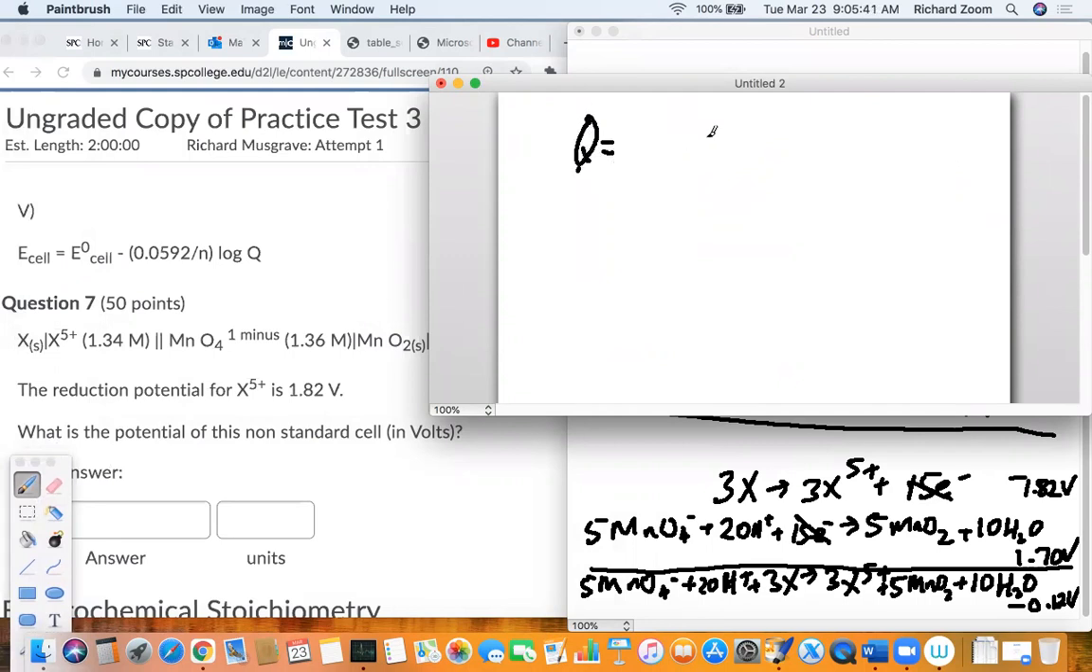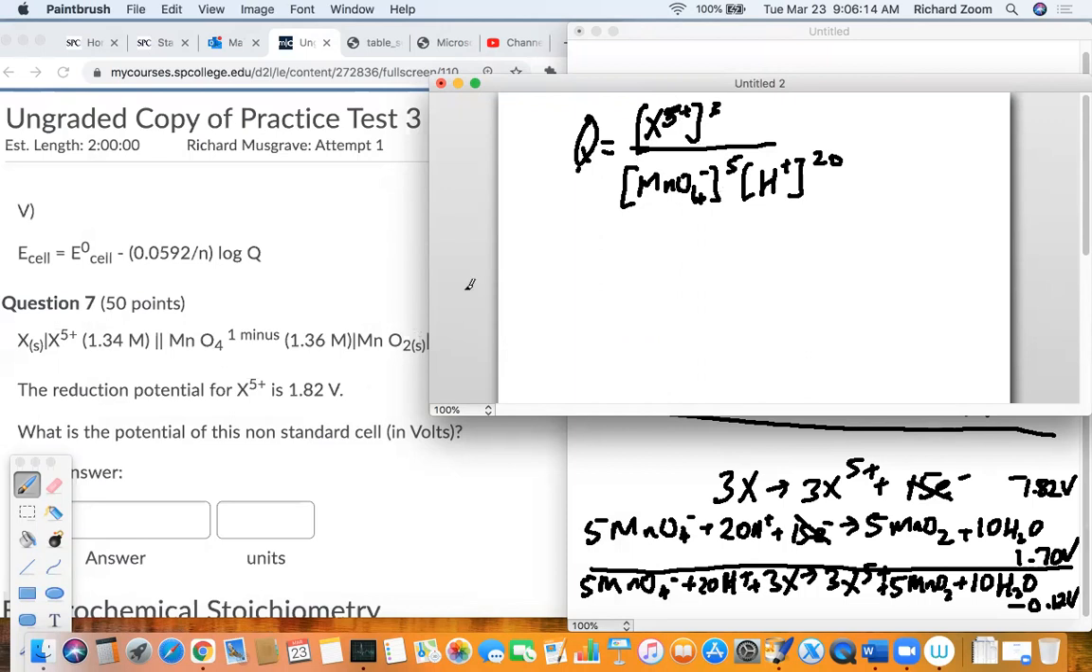Now the Q is going to be products over reactants, so it's going to be X5 plus to the power of 3. And now the MnO2 isn't going to count. The MnO4 minus, and that's going to be to the power of 5. The H plus, and that's to the power of 20. And the X isn't going to count.